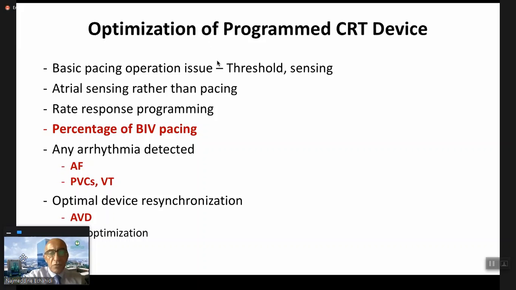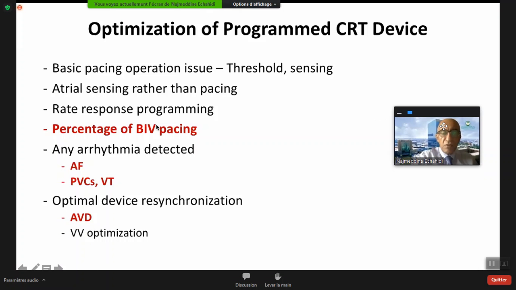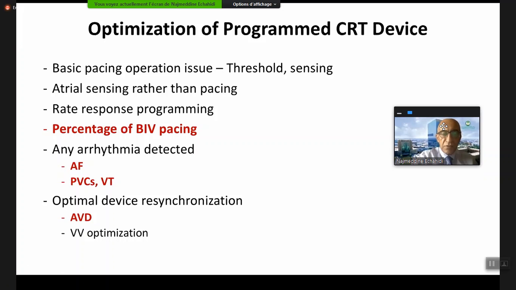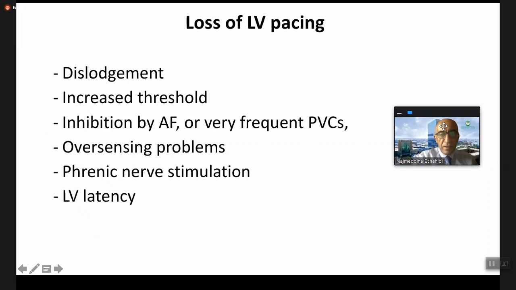During interrogation of the device, we have to get some basic parameters like sensing and pacing threshold, but the most important one is the percentage of biventricular pacing. We have to be sure that the therapy is delivered 100% of the time. We have to look carefully at the memory of the devices, checking for episodes of atrial fibrillation, PVCs, non-sustained VTAC, and of course, we will have to optimize the AV delay and the VV delay.